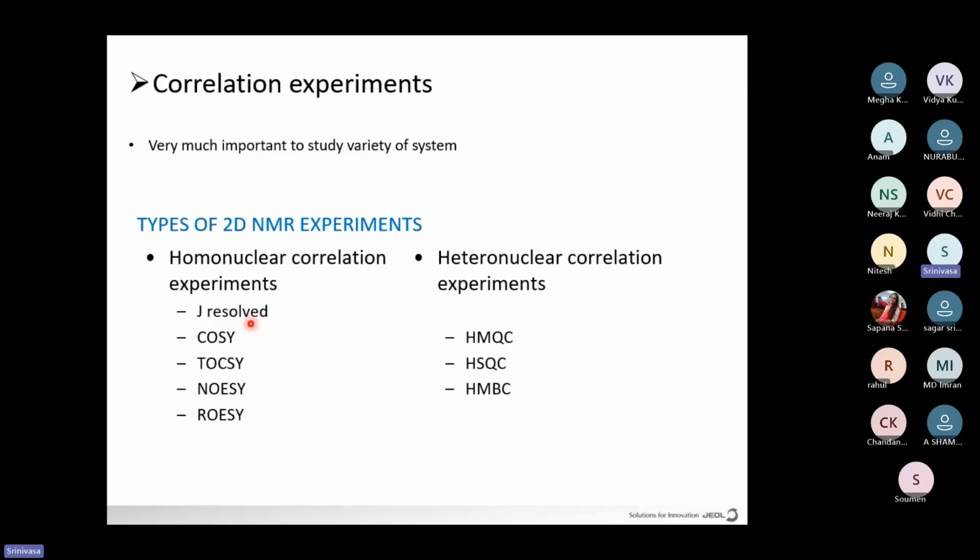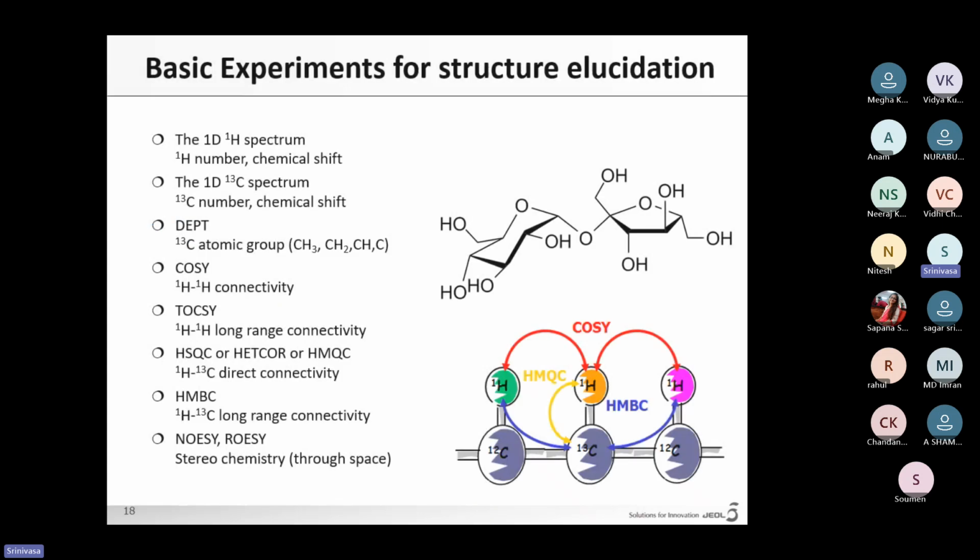Homonuclear experiments are J-resolved, COSY, TOCSY, NOESY, ROESY. These are between the same nuclei. And heteronuclear experiments are between different nuclei: HMQC, HSQC, HMBC experiments. So if you want to use NMR spectroscopy for structural elucidation, here are some of the basic experiments we generally use for structural elucidation.